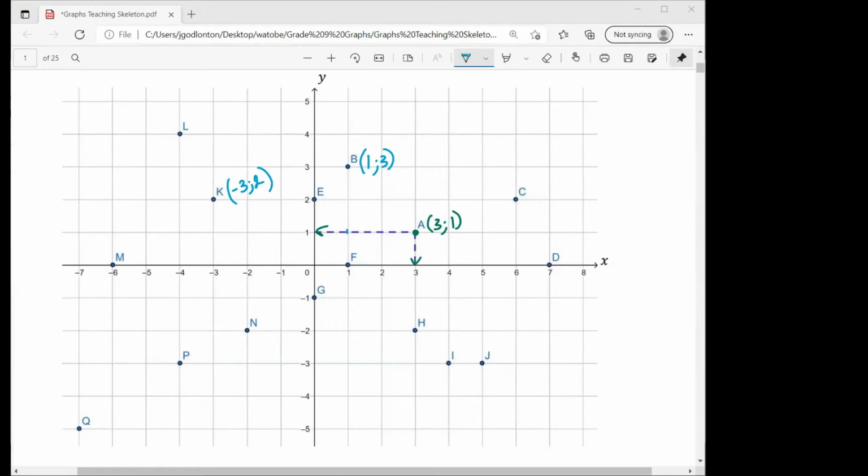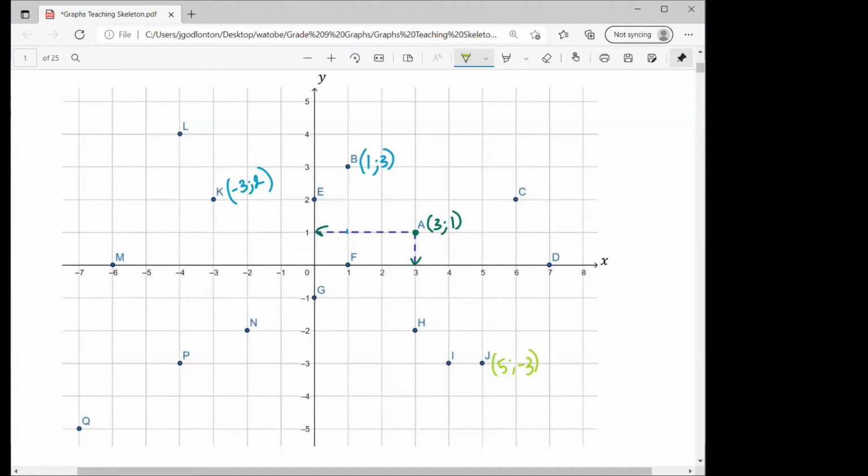Canva, let's see what you've given us. You're saying that J is 5 and -3. Let's have a look. J, our x value, definitely 5. Our y value, definitely -3. Excellent. Well done.